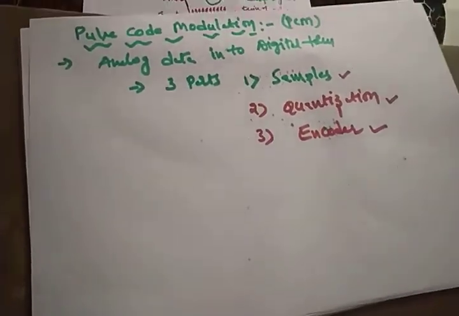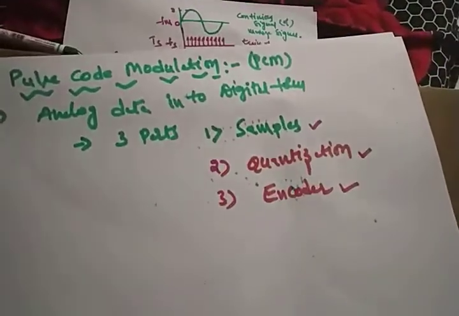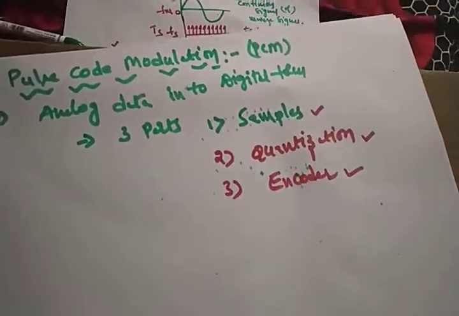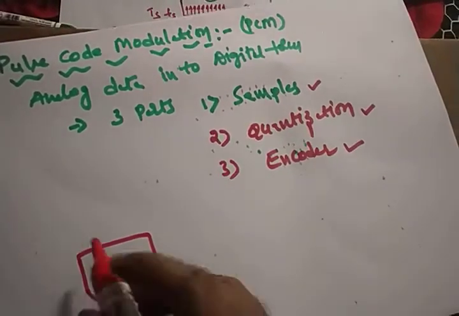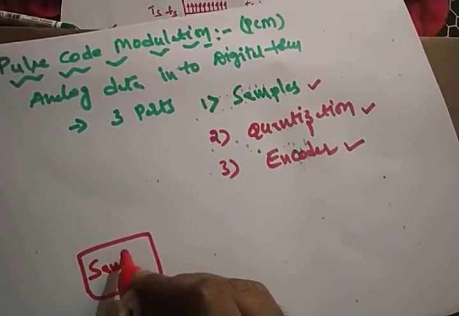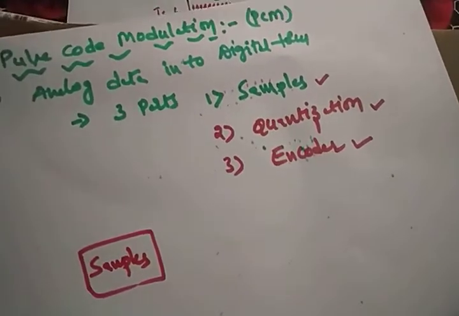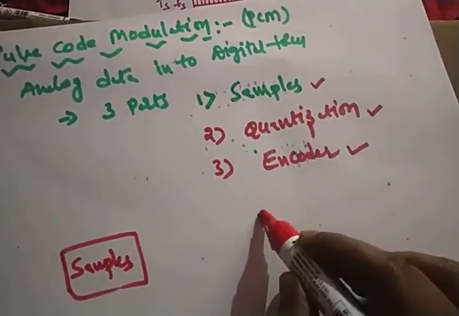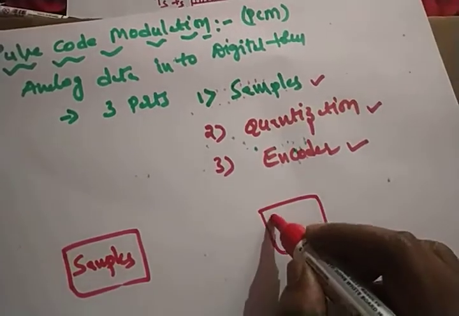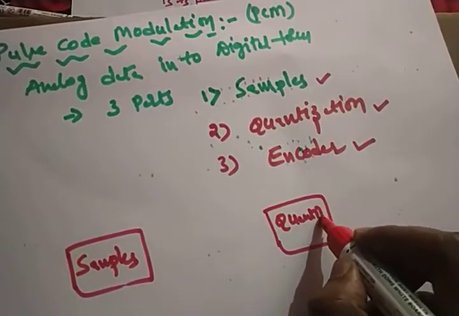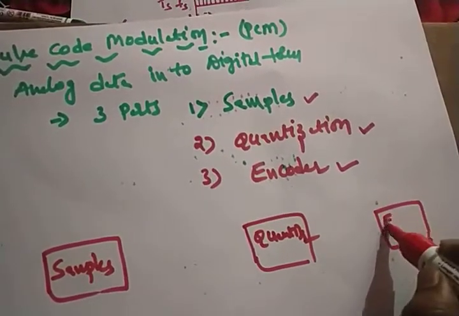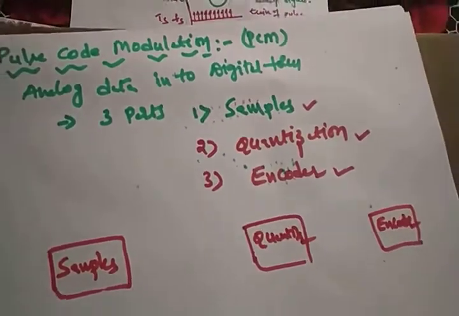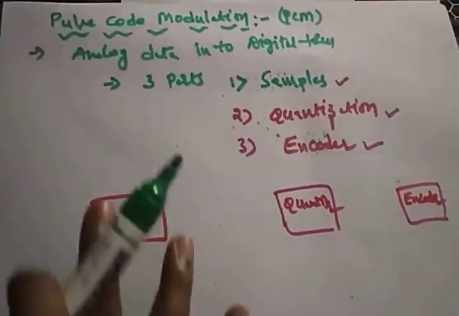First you have to assume how the pulse code modulation will work, right? The first one is the sampler, another one is a quantizer, and the third one is encoder. Right? So these are the three parts.